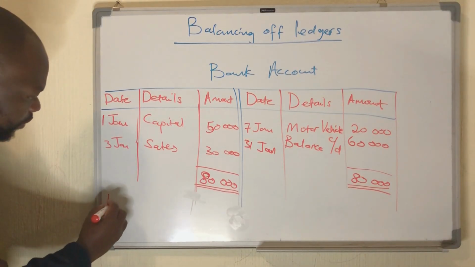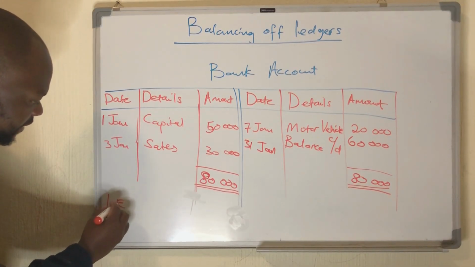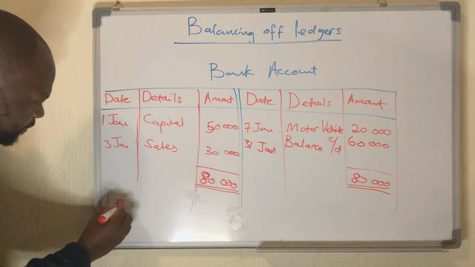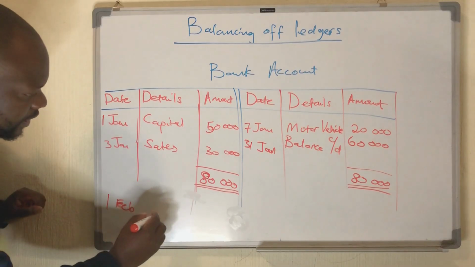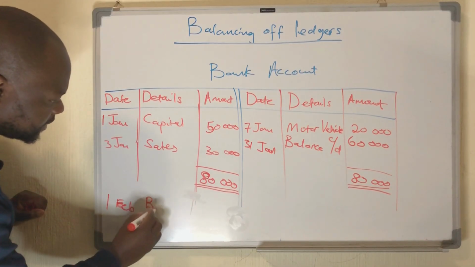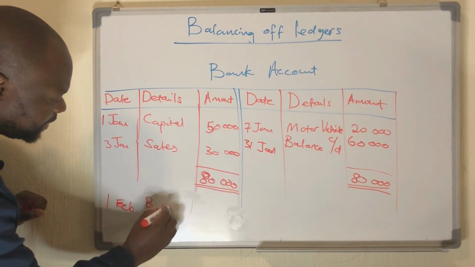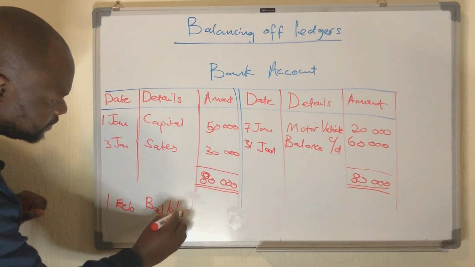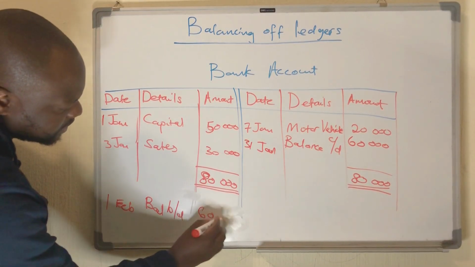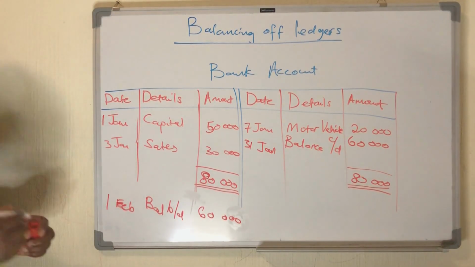Now we are writing the date of the first day of the following month, which is February. So first of Feb, we are now calling it balance BD, balance brought down. The amount is the same, 60,000, like this.